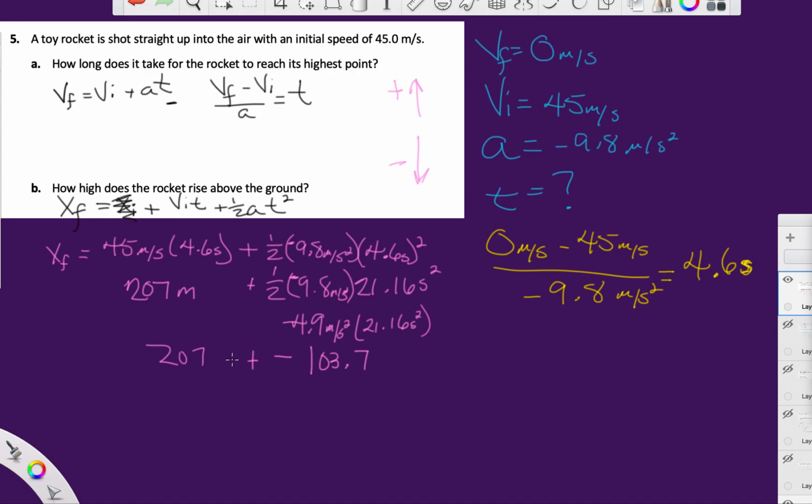All right, so 207 plus negative 103.7 gives me just about 103.3 meters. Really, it should be about 103.5, but because of rounding, you sort of lose a little bit of your accuracy, your precision. But if you get somewhere in here between 103 and 104, you are killing it.